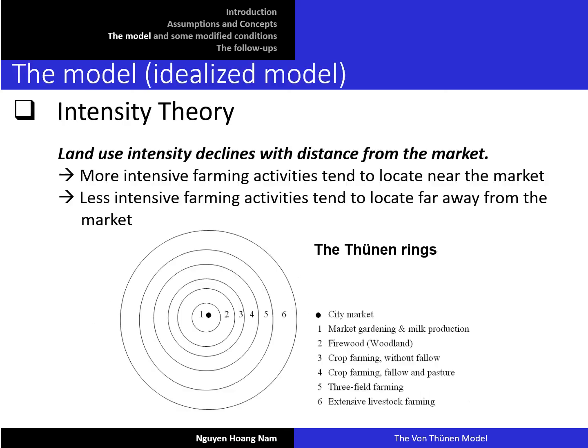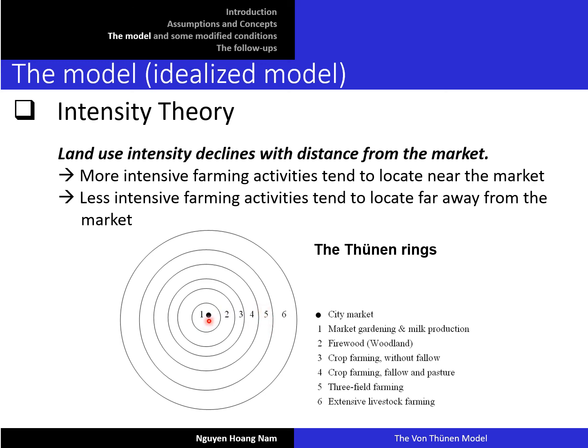Okay. There's another theory that we may want to remember. That's the intensity theory. So land use intensity declines with distance from the market. This is very much similar to the mechanism that we have just discussed, the distance decay mechanism, because land use intensity, the more intensive farming would tend to stay closer to the center market, and the less intensive ones would tend to stay further away from the market.